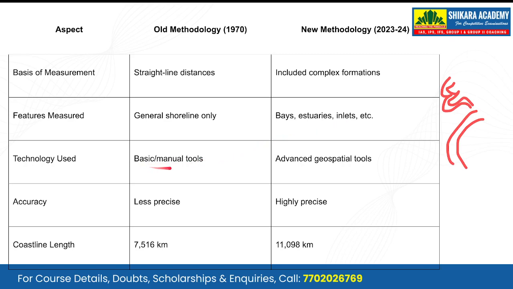The technology used was basic and manual tools, but now we are using geospatial tools, GIS. Approximately 3 years back, a geographical information systems UN meeting took place in Hyderabad. In that, the United Nations GIS summit clearly stated that India's coastline should be updated, and after that, we have updated the coastline. On accuracy, the last methodology was much less precise, but this is very precise. As you can see, the coastline in the last methodology was 7,516 kilometers, but now it is 11,098 kilometers.